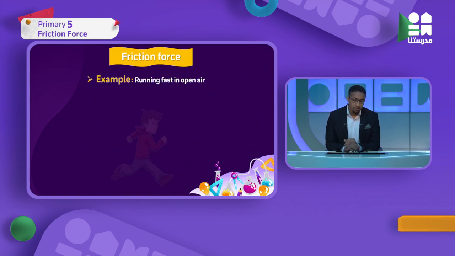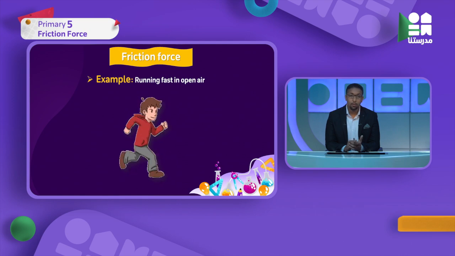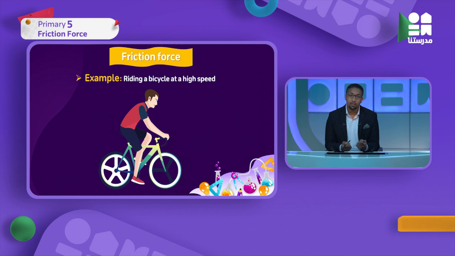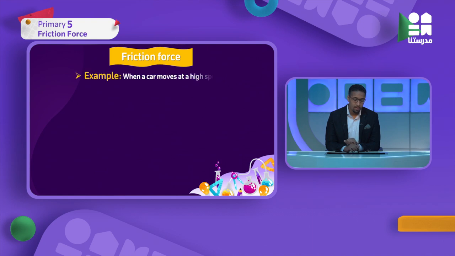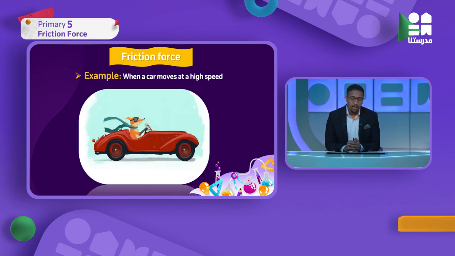Examples. Running fast in open air. When we run fast in open air, we feel air resistance. What else? Riding a bicycle at a high speed. When we ride a bicycle in the air we feel air resistance, and air resistance increases the more we increase our speed. Okay. Another example: when a car moves at a high speed, we feel the air resistance and air resistance increases.